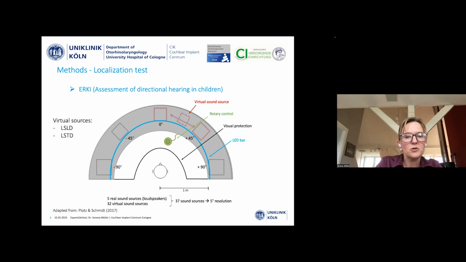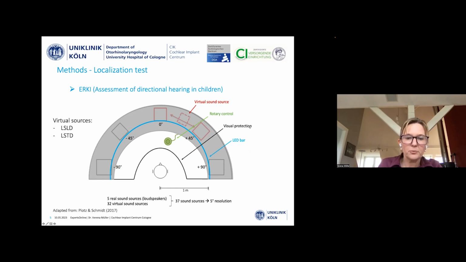You can create virtual sound sources with the AIR-key. That means 2 adjacent loudspeakers emit attenuated signals. So you have a loudspeaker level difference, or you have a time delay, so you can create the loudspeaker time difference. And with that, you have 37 sound sources with a resolution of 5 degrees.